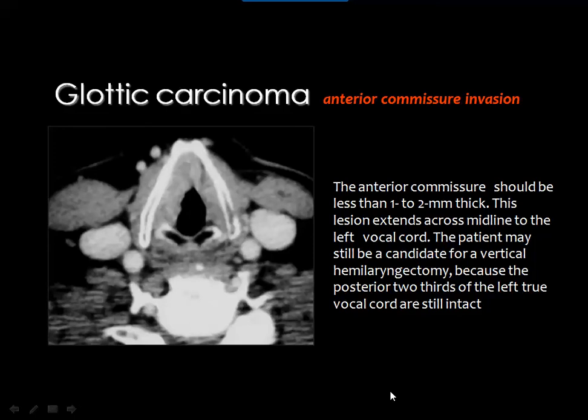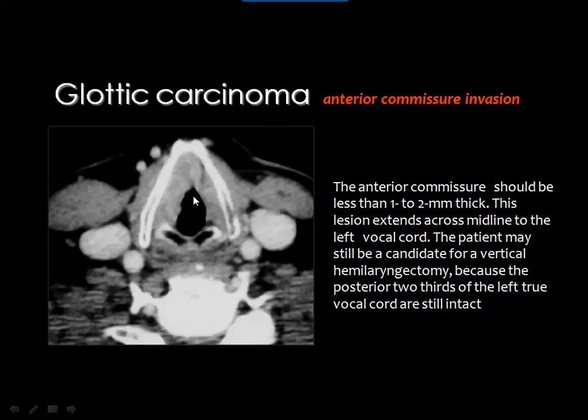Then the glottic carcinoma is the lesion which affects the true vocal cord. And in this example, you can see that the true vocal cord is diffusely swollen with invasion of the anterior commissure. The anterior commissure is the junction between the left and the right true vocal cord.